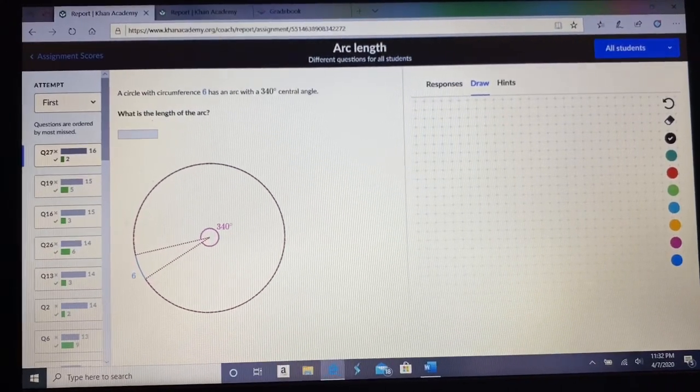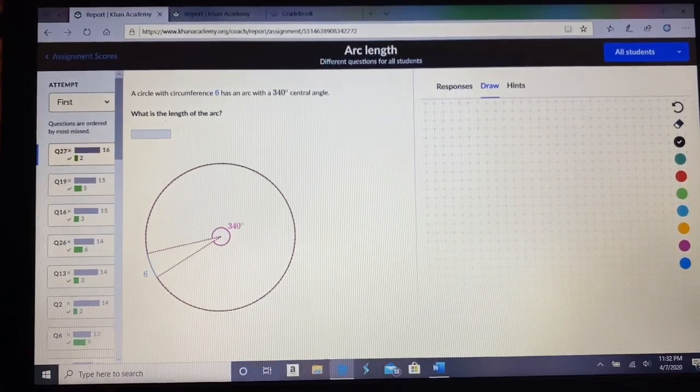Just going to go over arc length because it's been several missed on these.